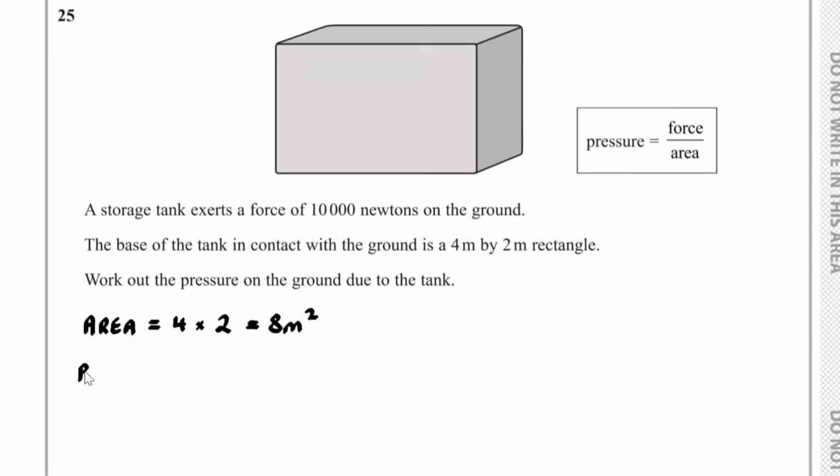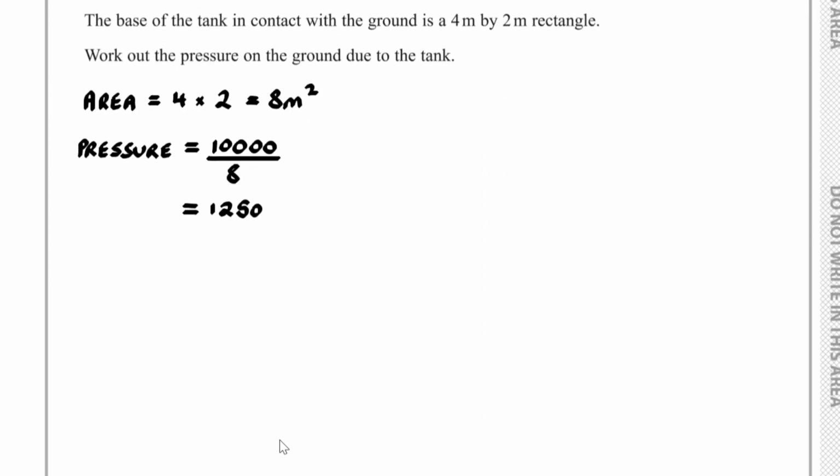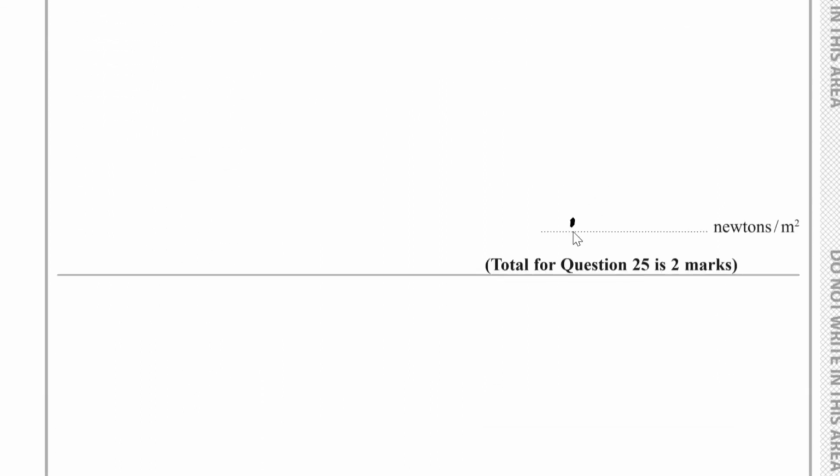So therefore, to work out the pressure, that's equal to 10,000 divided by 8. So it turns out our pressure is equal to 1,250. So we have 1,250 newtons per meter squared.